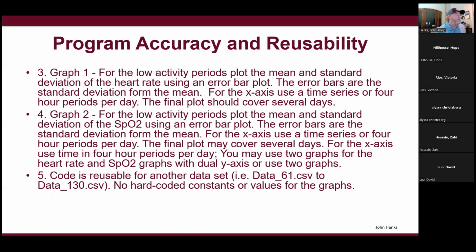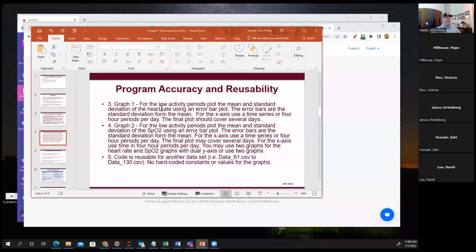And then for graph 2, for the low activity periods, plot the mean and standard deviation of SpO2 using an error bar plot, and so forth. Final plot may cover several days. For the x-axis, use time and, okay, basically it looks like I've repeated. Graph 1 and graph 2 seem to be the same. Did I make a mistake here? Yeah, it's the same. Both of them are for the activity. So I'll change this on the deliverables.